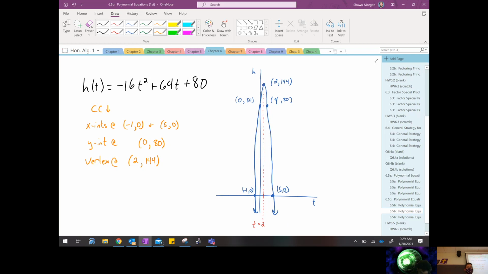No, not necessarily. What's the most number of x-intercepts that you could have? 2. What's the fewest number of x-intercepts that you could have? 0. Can you have 1 x-intercept? No. What would it look like?